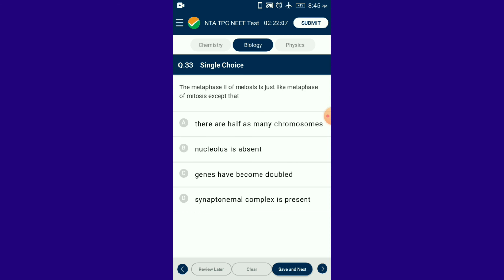Question number 33. The metaphase 2 of meiosis is just like metaphase of mitosis except that. The purpose of dividing the cells two times during meiosis is to produce haploid cells. Metaphase 2 of meiosis and metaphase of mitosis are similar to each other except in the number of chromosomes. So the answer for this question is option A. There are half as many chromosomes.